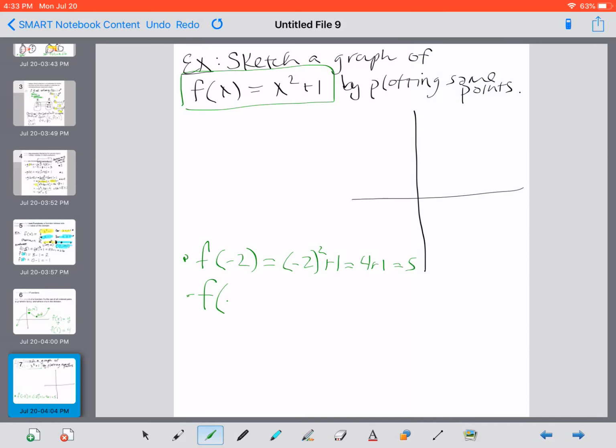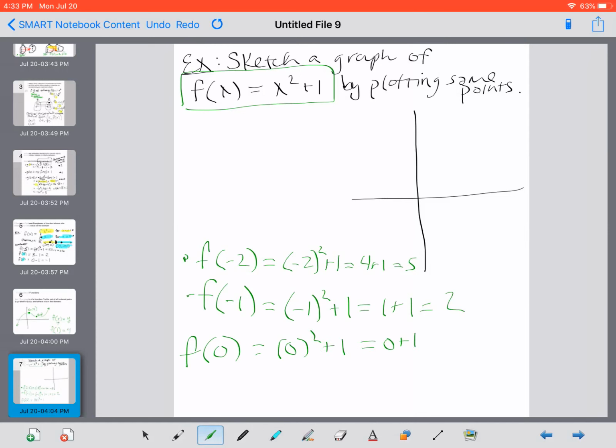Now let's evaluate it at negative 1. That's going to be negative 1 squared plus 1. That's 1 plus 1, which is 2. f of 0 is going to be 0 squared plus 1. That's 0 plus 1, which is 1. f of positive 1 is going to be positive 1 squared plus 1, which is, again, going to give you an output of 2. And finally, f of 2 is going to be 2 squared plus 1, which is 4 plus 1, which is 5.